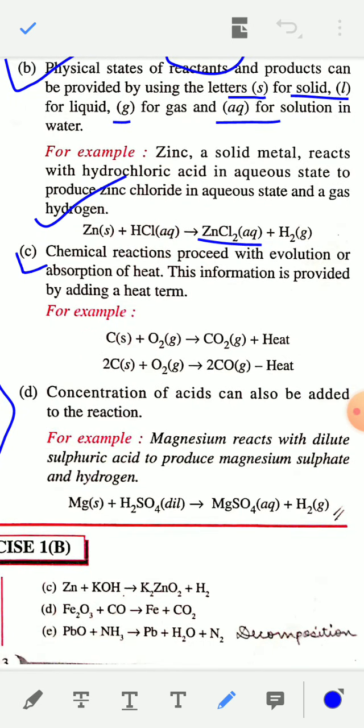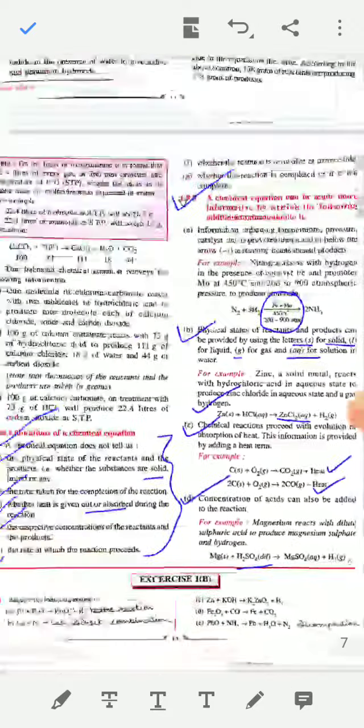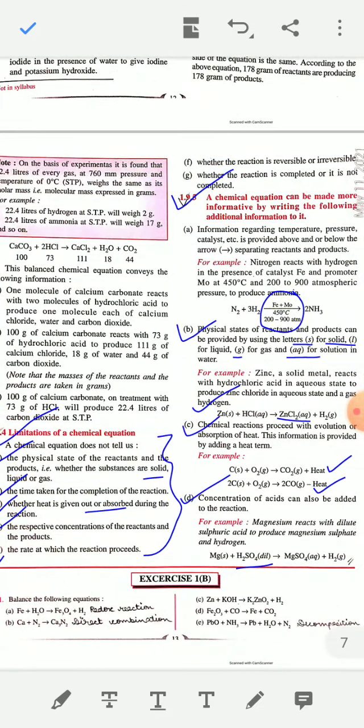And you have to mention whether heat is absorbed or evolved. A chemical reaction proceeds with evolution or absorption of heat, and this information is provided by adding a heat term. Okay, in the first reaction heat is absorbed, in the second heat is also absorbed. And the concentration of acid can also be added to the reaction to make the equation more informative, that is, whether the acid is dilute or concentrated. So using this additional information, you can make a chemical equation more informative.